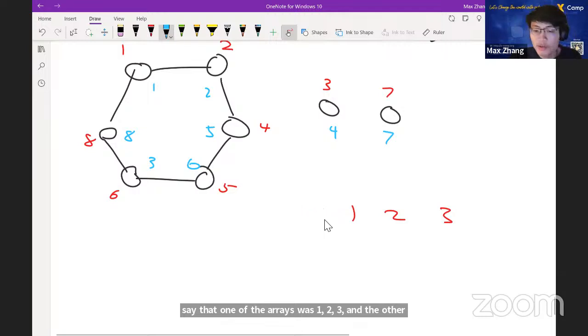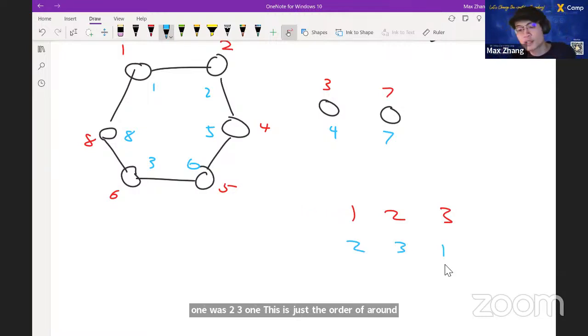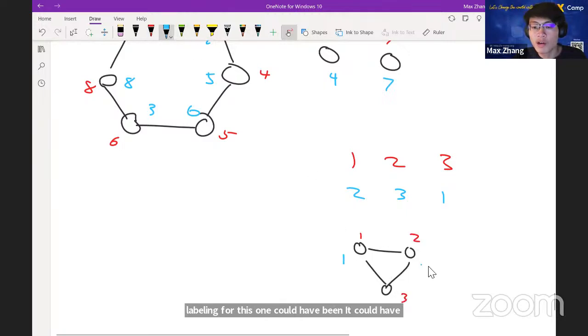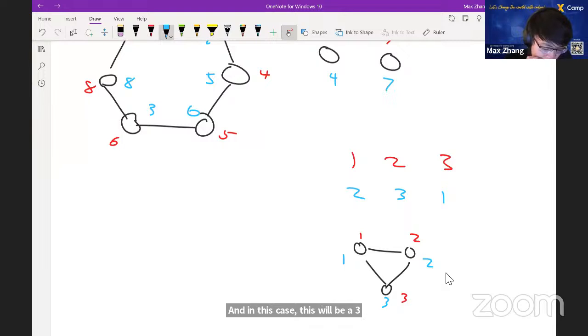To give another example, let's say one of the arrays was 1, 2, 3, and the other was 2, 3, 1. This is just the order around the cycle. You don't know what the labels are, but the labeling could have been 1, 2, 3 for this one and also 1, 2, 3 for the other, and they just started reading from a different place. In this case, 3 labels coincide, which is the maximum possible for this test case. So how can we approach this problem?